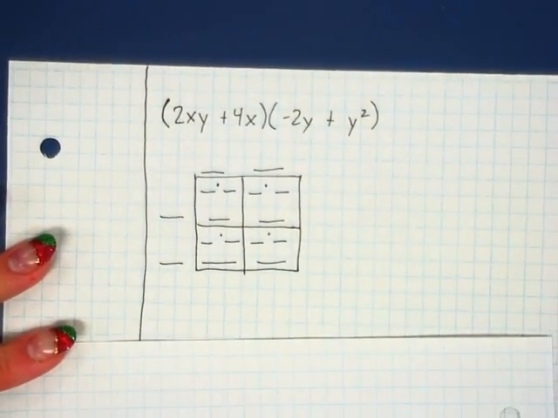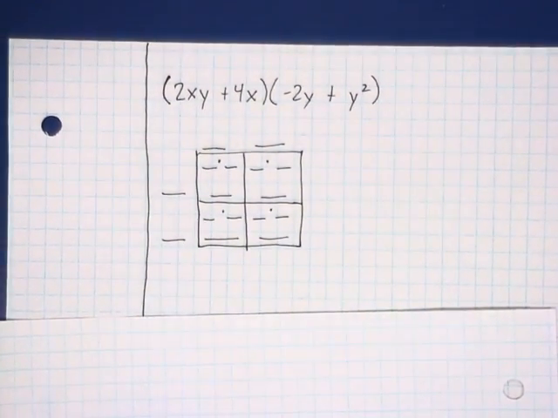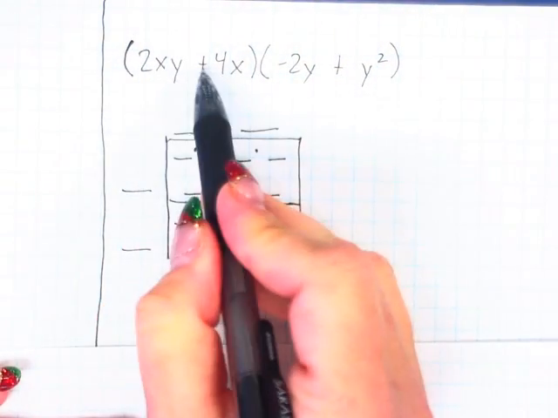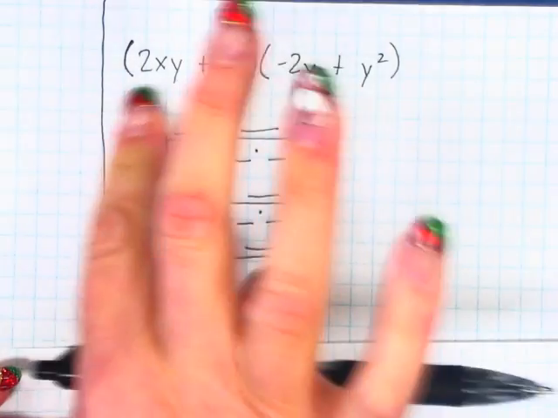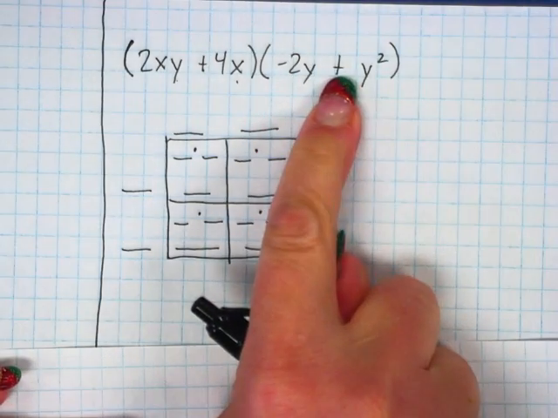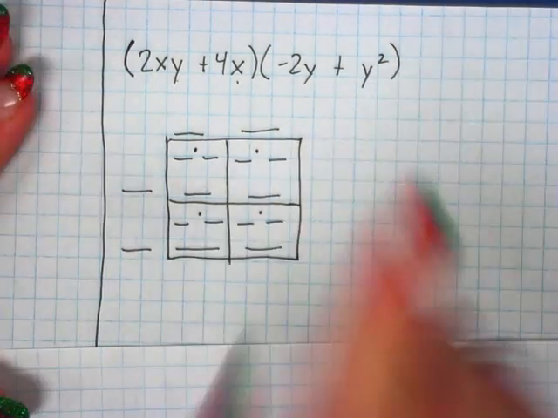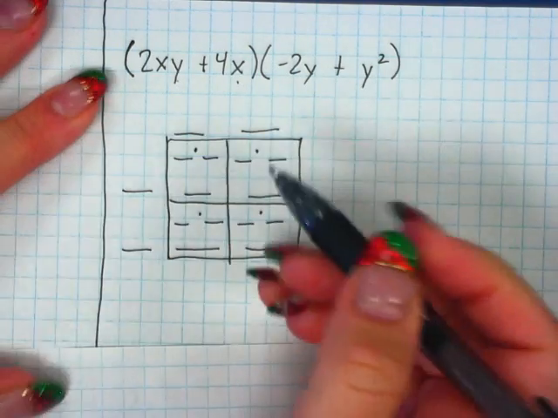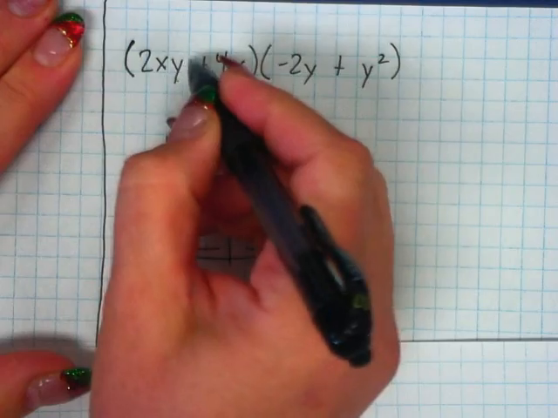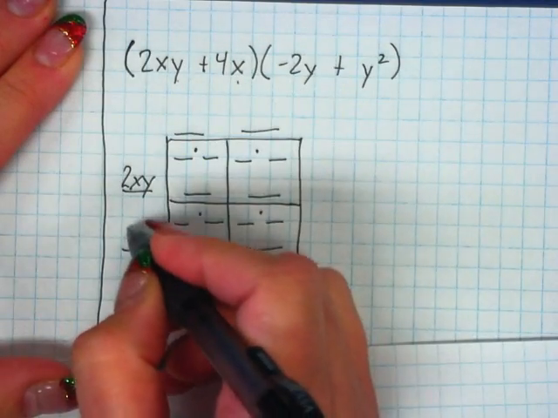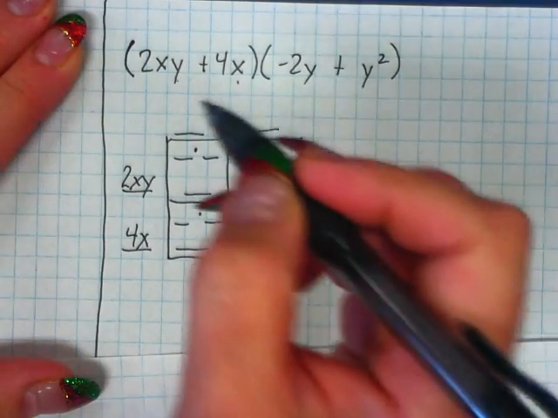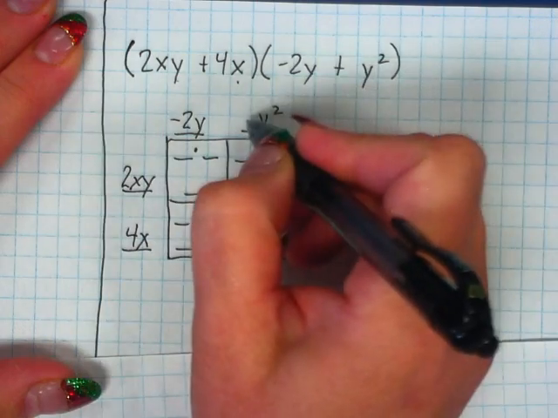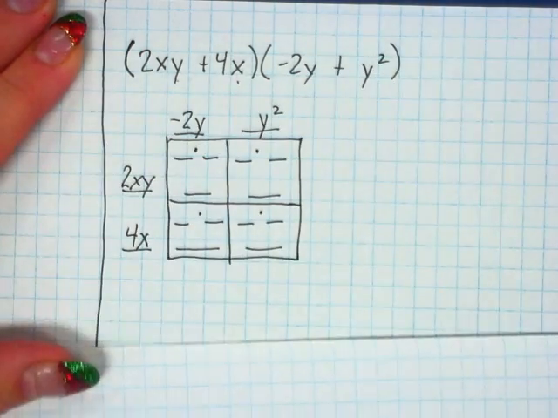All right, so again, we have two binomials. Now this is kind of a different looking binomial, but you'll notice that this is one term separated by a plus and a second term, so that's a binomial. Doesn't matter which side. I usually take the first part and put it down the side, and this part and put it on the top. So 2xy is the full term. This full term is 4x. Here we have negative 2y, and here we have y squared, and it's a positive, so even if you wanted to put a plus there, you could, but you don't have to.